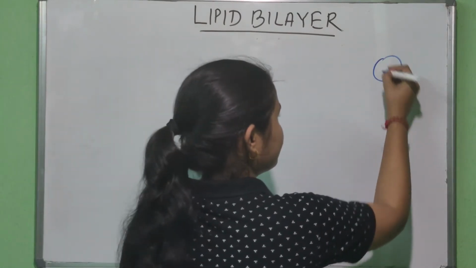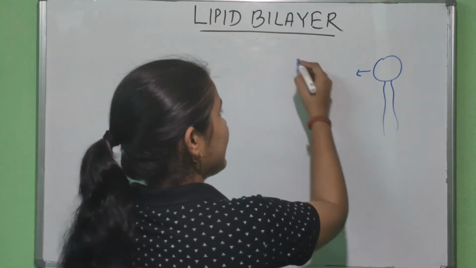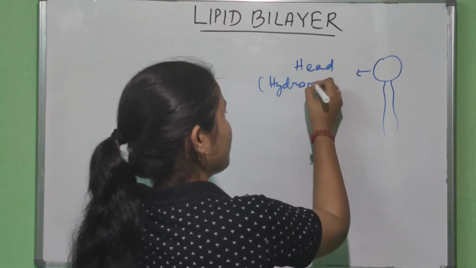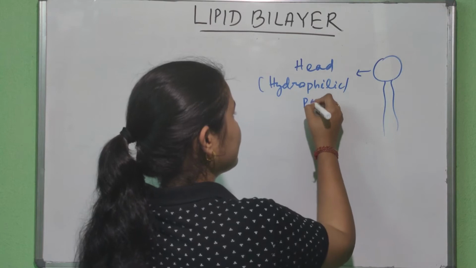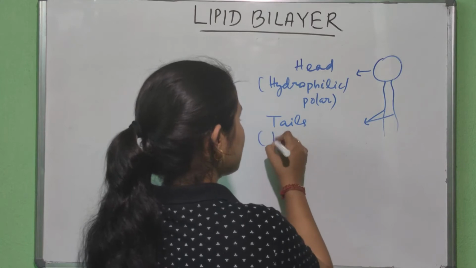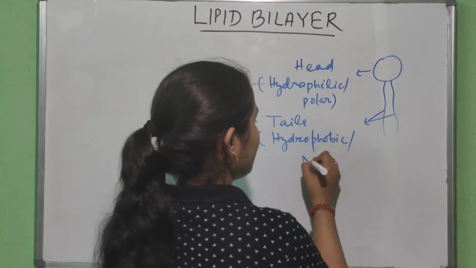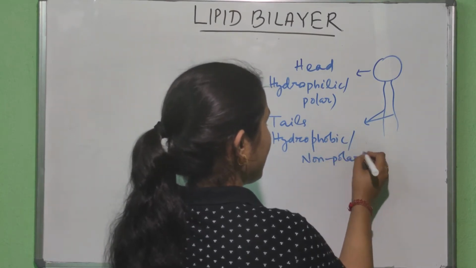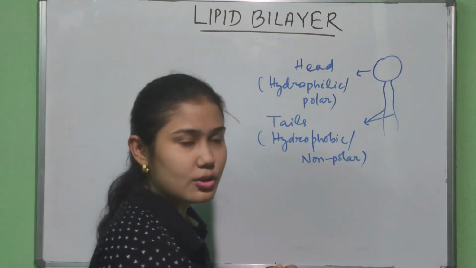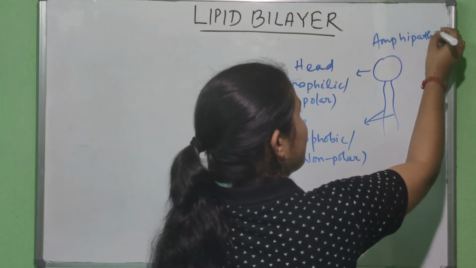This is the structure of a lipid. This is the head, which is hydrophilic or polar, and these are the tails, which are hydrophobic or non-polar. And due to both hydrophilicity and hydrophobicity, the lipid is called an amphipathic molecule. It is an amphipathic molecule.